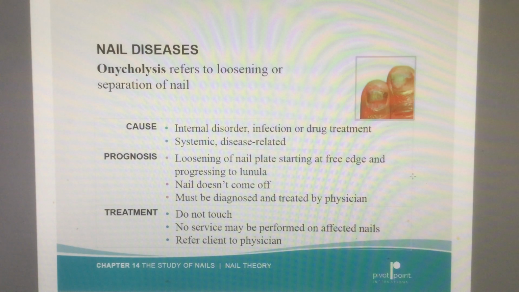Onycholysis refers to loosening or separation of the nail. The cause is internal disorder, infection, or drug treatment, and it's systemic and disease related. As far as the prognosis, it is the loosening of the nail plate starting at the free edge and then progressing to the lunula. Now the nail doesn't come off, so it's just a loosening of the nail, and it must be diagnosed and treated by a physician. Do not touch it. No service may be performed on the affected nails, and refer the client to a physician.